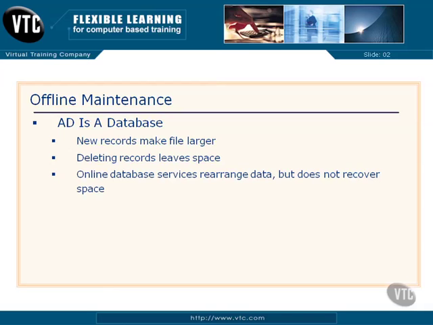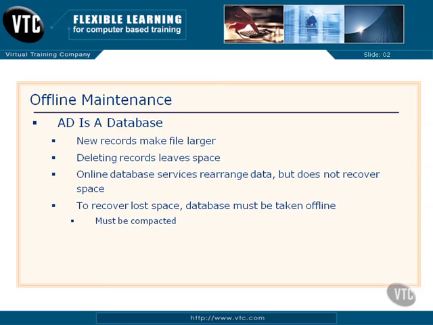All of the online database services that can happen to Active Directory will rearrange the data. They'll put it in order so it's easier for the database services to find things, but it does not take out that empty space. So we need something to really clean this database up. To recover it, we need to take the database offline, and the database needs to be compacted, which means take all that empty space out of there, and defragment it. Okay? Let's put everything back in order so that this thing is contiguous and there's no space in there, and it will run a lot faster and more efficiently, obviously.